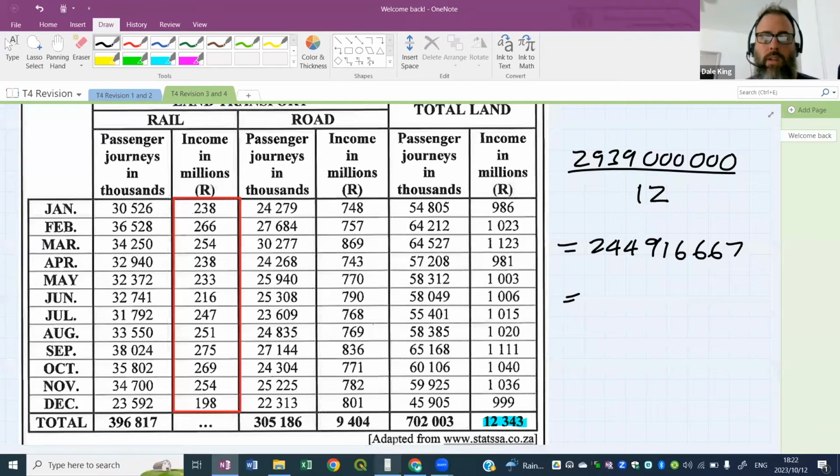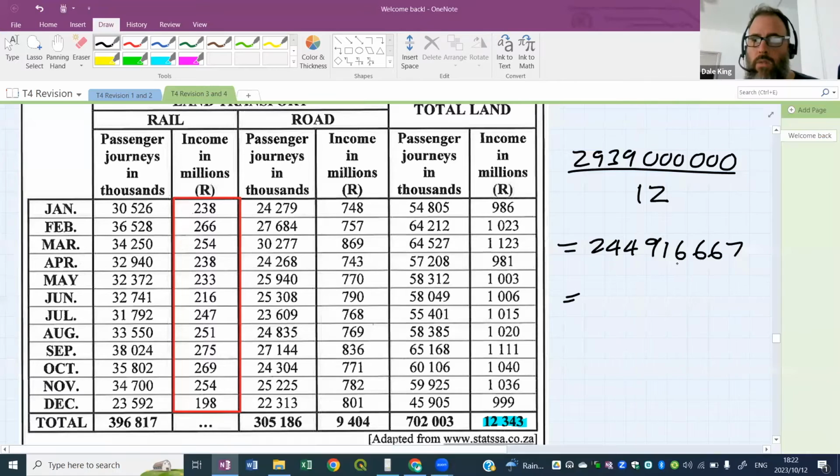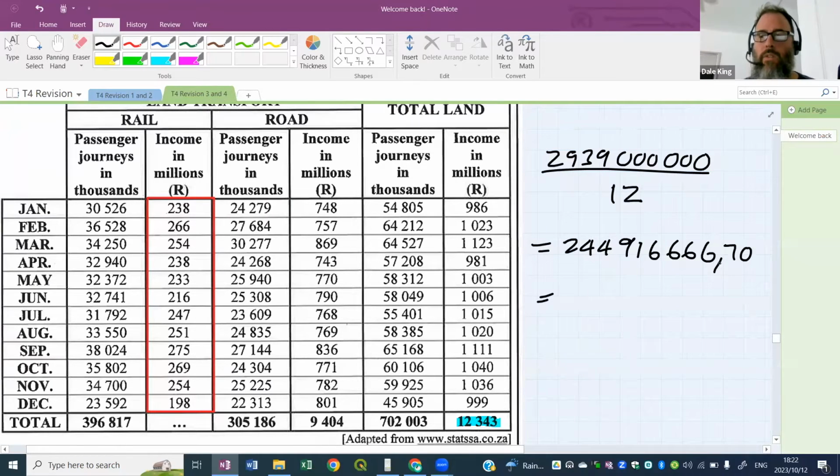In fact, we don't need to round it off. There's 1, 2, 3, 4, 5, 6. If you want to get this into millions, you can times this by a million. So I need 4 6s, 4 6s, comma 7 0.